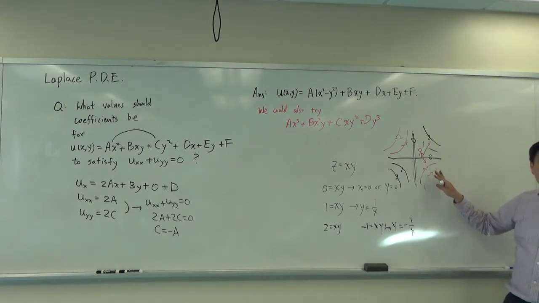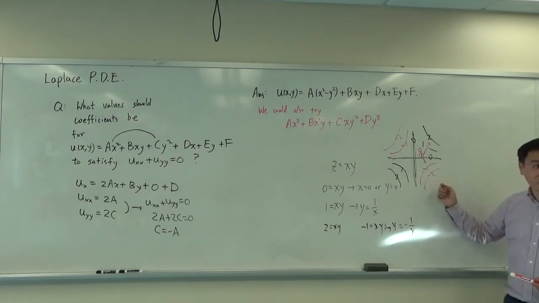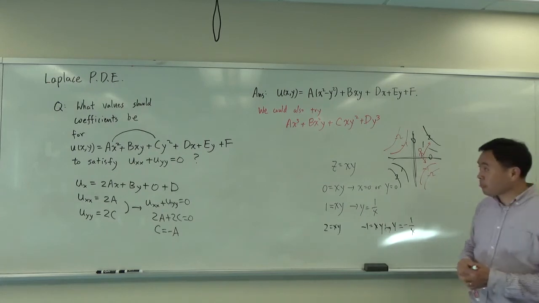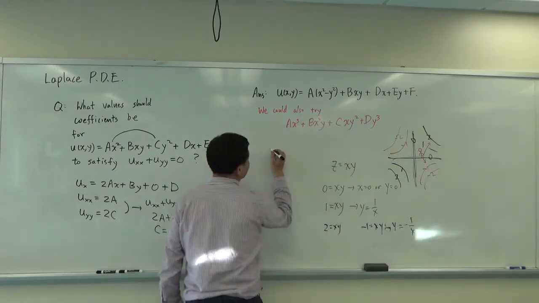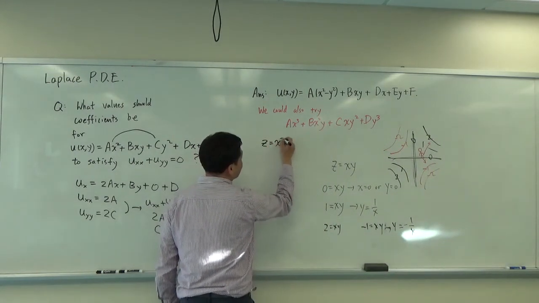So it is a saddle. That's what I'm trying to say. This is indeed a saddle. How about z equals x squared minus y squared?